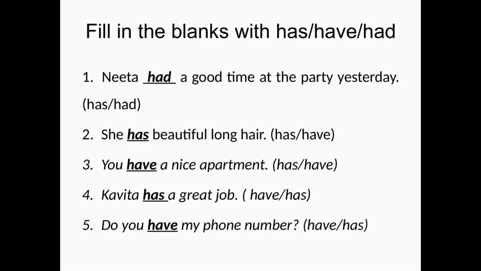In the first sentence, we use the verb had. Neeta had a good time at the party yesterday because we are talking about an event that happened yesterday, that is the past tense. In the second sentence, we use the verb has as we are talking about the pronoun she. She has beautiful long hair. In the third sentence, we use the verb have because we are referring to the pronoun you. You have a nice apartment.